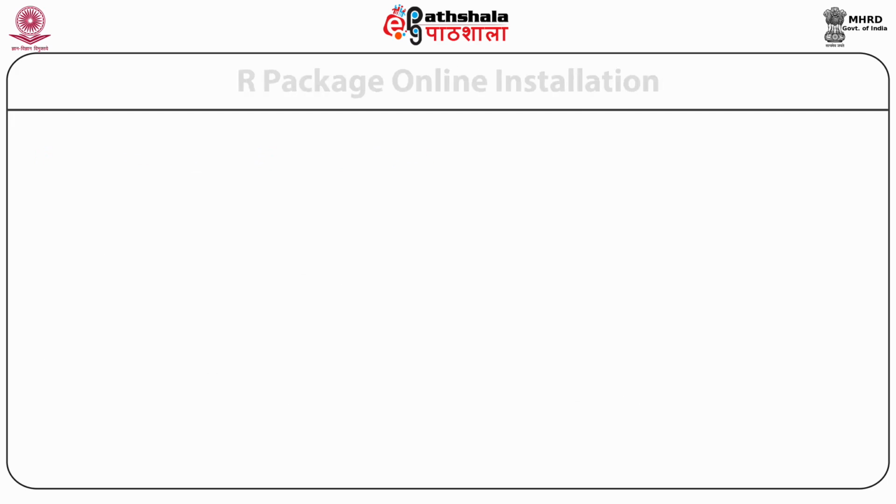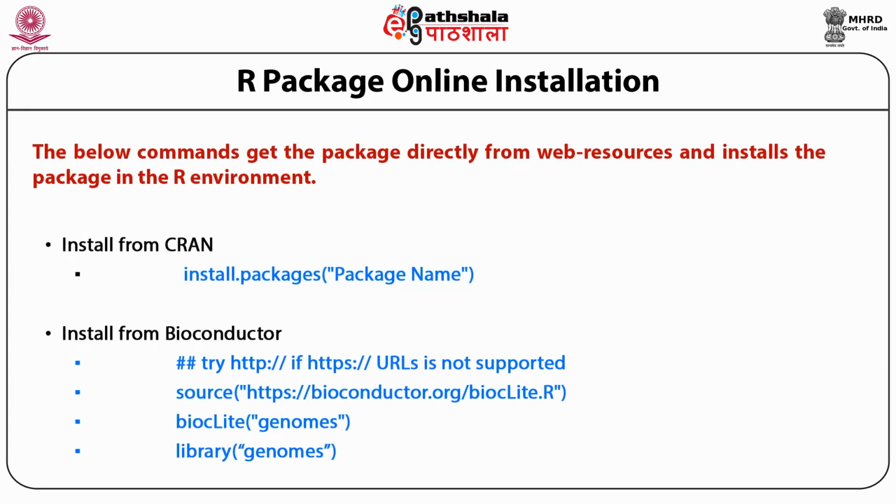To install an R package online, we need to go with two commands. Actually, there are two main web resources which have almost all the R packages. That is CRAN or Bioconductor. So to install from CRAN, we need to just type the command install.packages and, in brackets, the package name. It will fetch all the information from the web page and install it automatically.